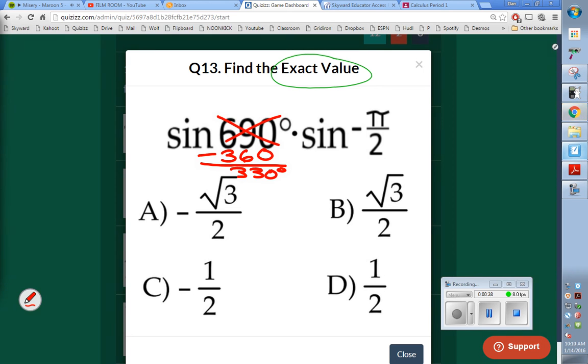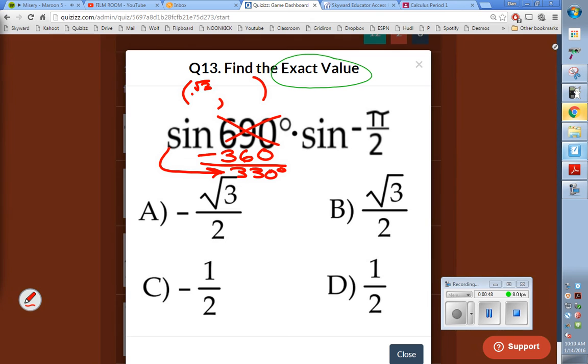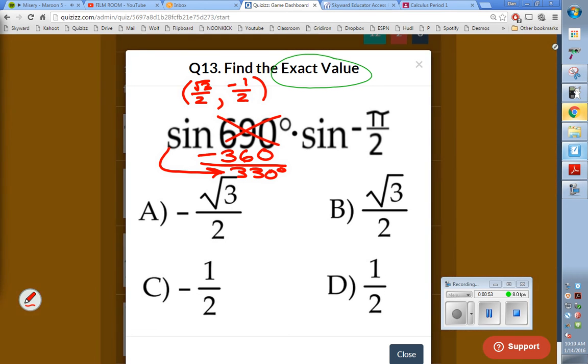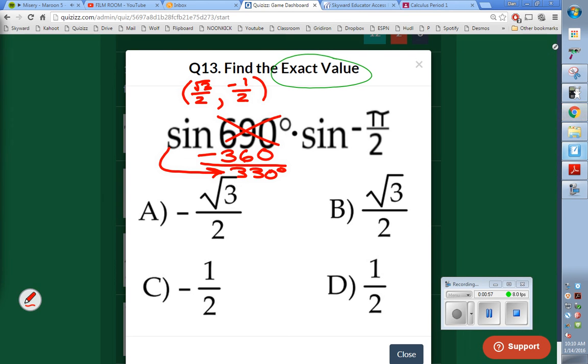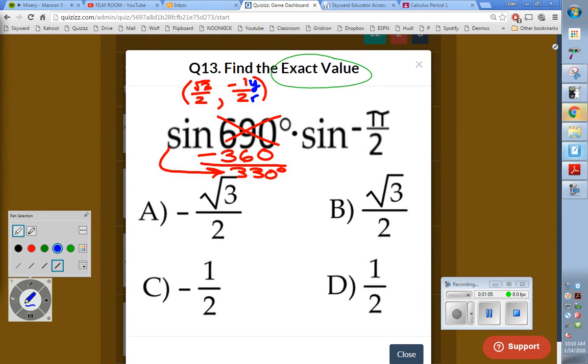So don't think of it as 690. Think of it as sine of 330. I'm going to go to my unit circle and look up 330 degrees. It gives you the ordered pair, radical 3 over 2 and negative 1/2. If I'm doing sine, sine is y over r. My y is going to be negative 1, and my r is going to be 2. So sine of 330 degrees is negative 1/2.